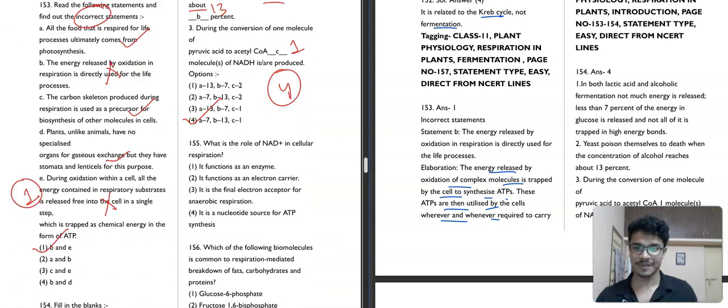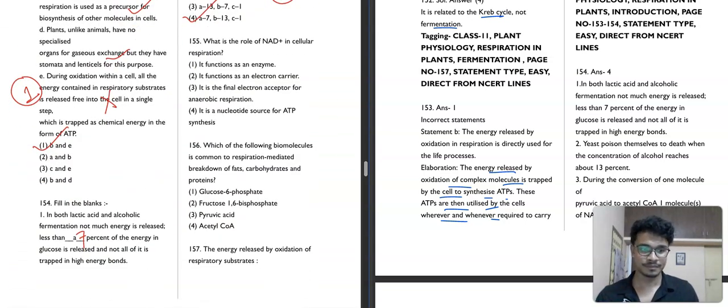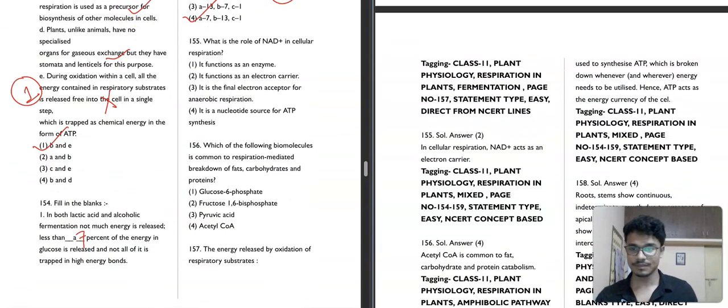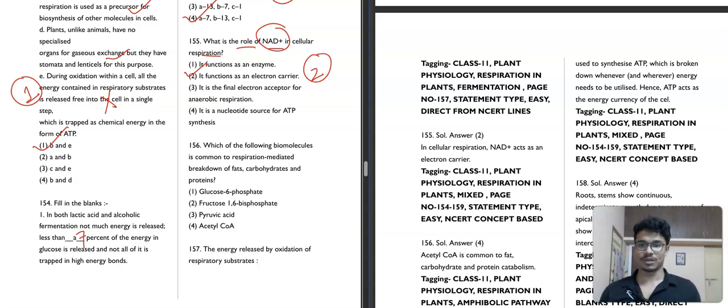Then question number 155. It is saying that what is the role of NAD plus in cellular respiration? It functions as enzyme. It functions as electron carrier. So NADH is basically electron carrier. So second option is our correct answer. What is the final acceptor of electrons? No, final acceptor is water. It is nucleotide source, which is also not correct.